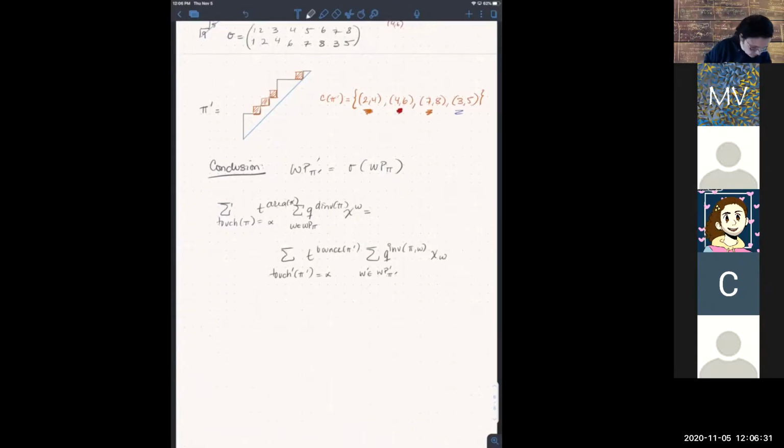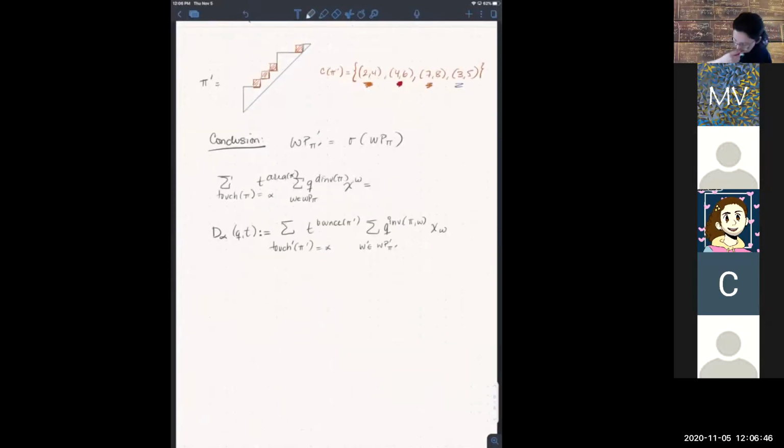And what the goal, so we're going to denote this by, we're going to call that d alpha of qt. Right, we're going to just give it a name because it's easier than continuing to write it over and over again. And the objective is to study essentially this d alpha qt as a function of pi.